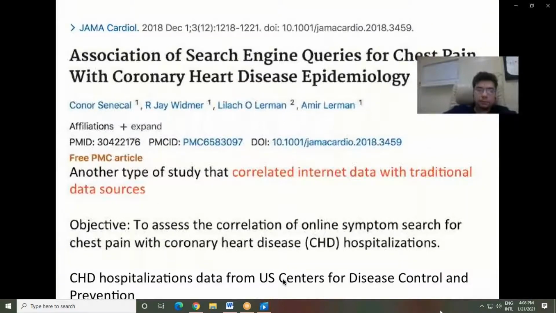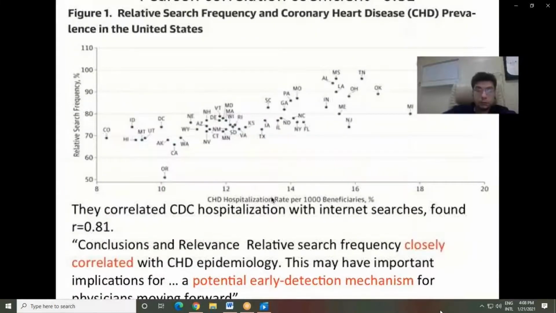Another interesting type of study is a correlation between the internet data and traditional data sources of the disease. In this study, the objective was to assess the correlation of online symptom searches with the actual occurrence of coronary heart disease hospitalization in that area. They correlated the coronary disease hospitalization with the internet searches, and then they found a Pearson correlation coefficient of 0.8. And they concluded that the internet searches closely correlated with the coronary heart disease epidemiology.